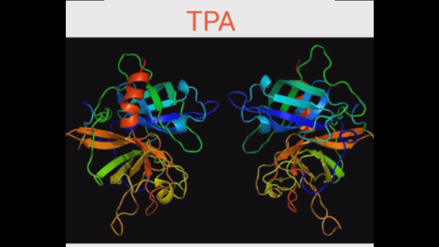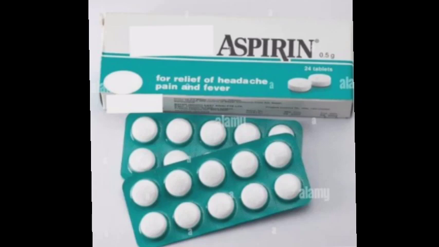Usually, TPA is given to the stroke patient if they present within 4.5 hours of focal neurological deficit, or within 3 hours if the patient is diabetic. If the patient presents after 4.5 hours, or has a contraindication to TPA and you cannot give TPA, that patient is given aspirin. That is the emergency treatment that you can give to the patient.